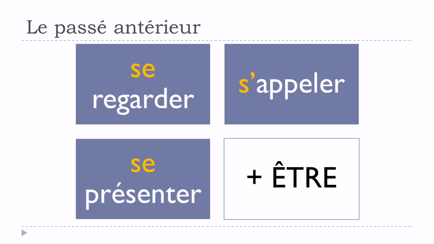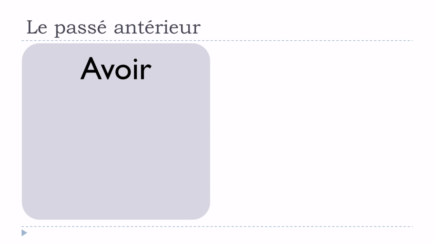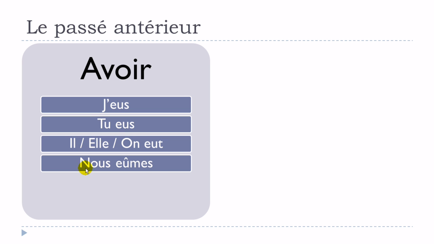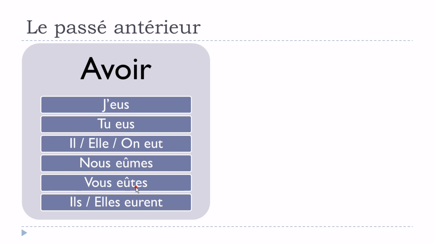And all les verbes pronominaux will as well require être at le passé antérieur, or more generally at all the compound tenses in French. So let's see now how avoir is conjugated at le passé simple, because that's the first part that we will use in this passé antérieur form. And it's j'eus, tu eus, il, elle, on eut, nous eûmes, vous eûtes, ils eurent, elles eurent. Okay, so j'eus, tu eus, il eut, nous eûmes, vous eûtes, ils eurent.